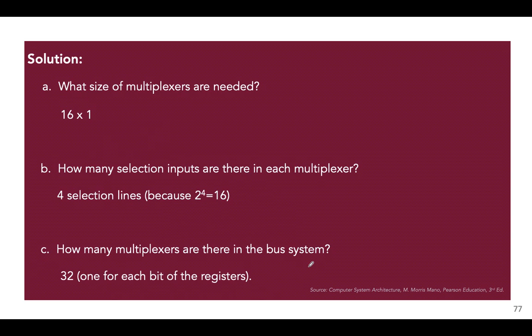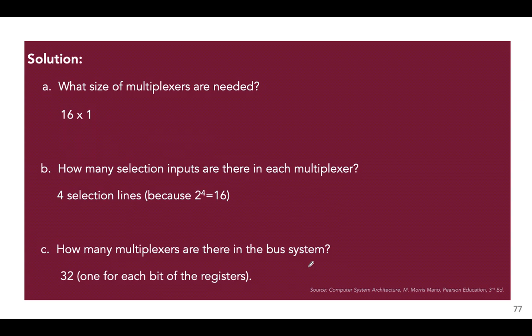How many selection inputs are there? This one is simple because the size of the multiplexer is 16, and 2 raised to power 4 is 16, so there will be 4 selection lines. Again, this is a callback to multiplexers, so if you recall those concepts, this will be easier for you to grasp. And finally, how many multiplexers are there in the bus system?